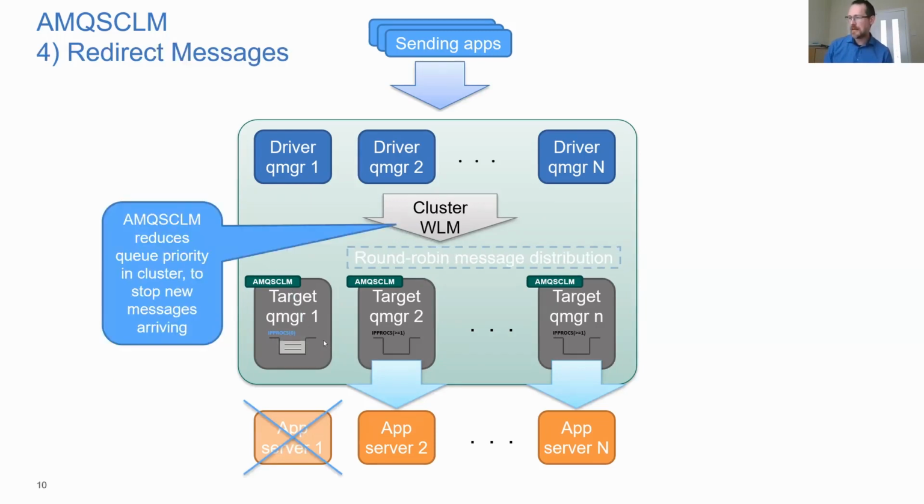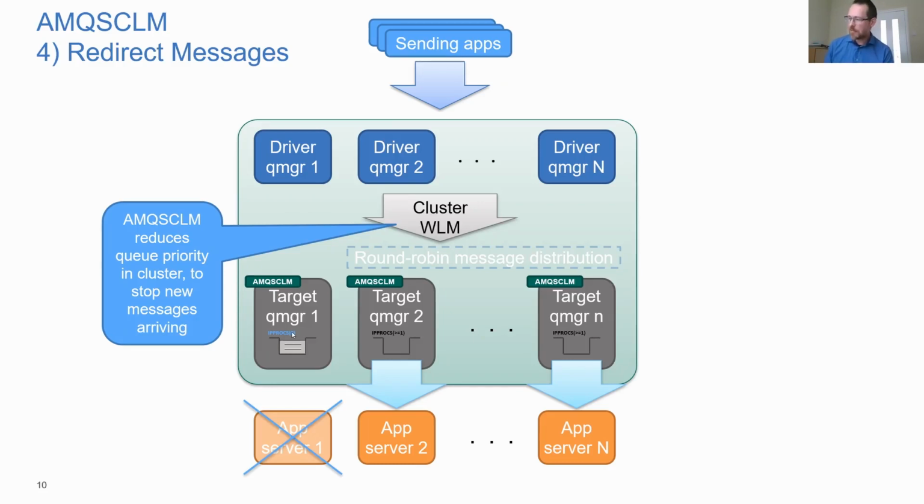And the AMQS CLM basically does that. What it does is, because the app server's down, it adjusts the priority of the queue on target queue manager 1 to reduce its clustering priority. And what that means is that queue is no longer of interest, or is no longer sent messages by the clustering workload management routine. So the applications up top sending messages in now won't get messages sent to that target queue manager 1. Instead, they'll get sent to the target queue manager 2 to N, because they've got something consuming those messages. So this is good news. We no longer are building up the queue on target queue manager 1.